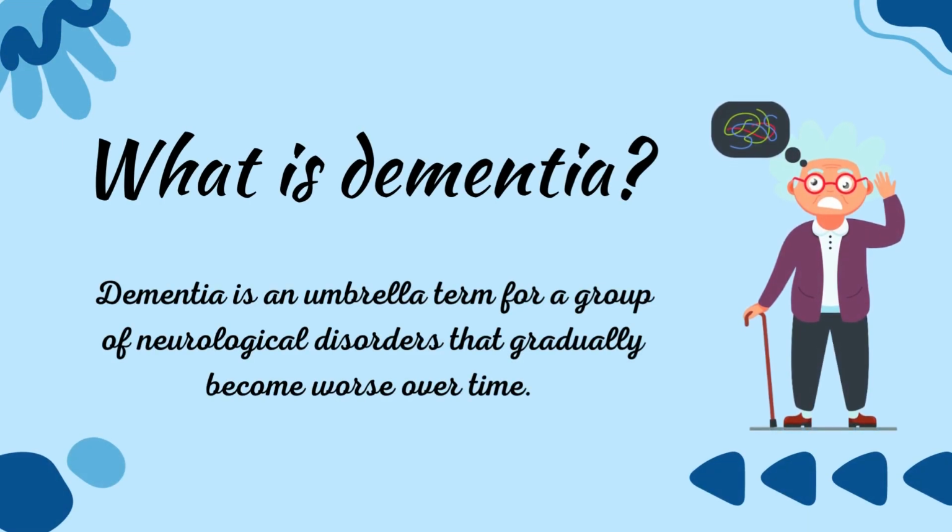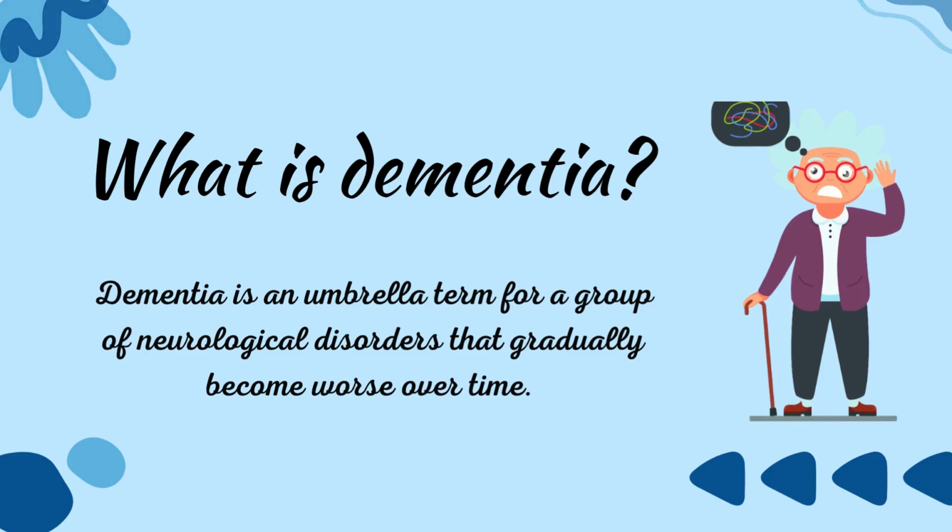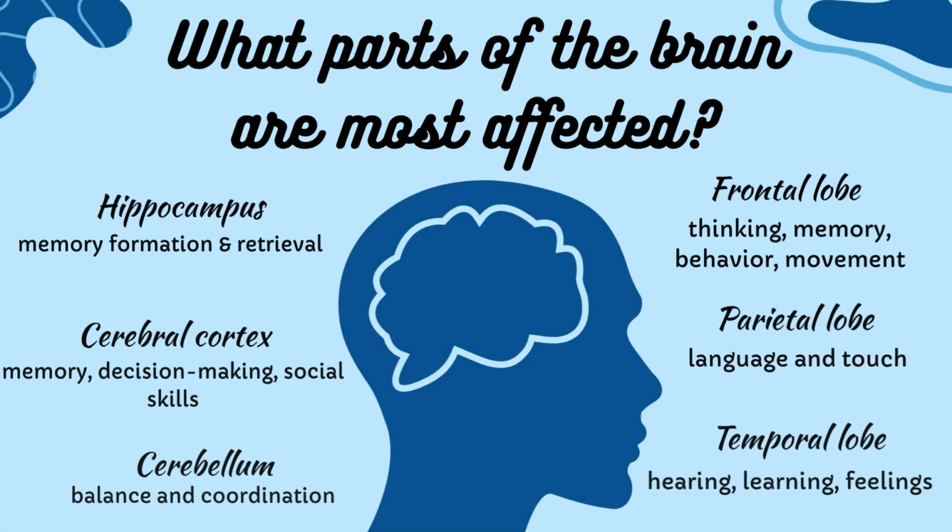Dementia is an umbrella term for a group of neurological disorders that gradually become worse over time. What parts of the brain are most affected by dementia? The hippocampus, which is responsible for memory formation and retrieval. The cerebral cortex, which affects memory, decision-making and social skills. The cerebellum, responsible for balance and coordination.